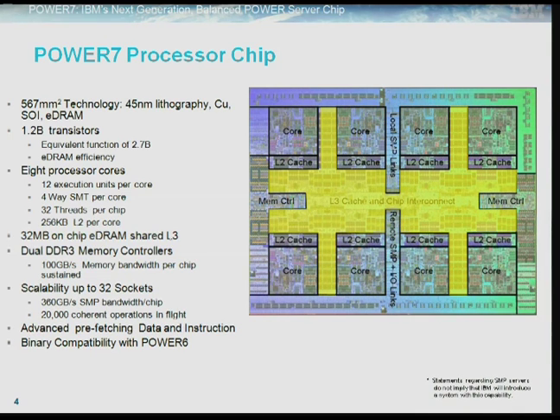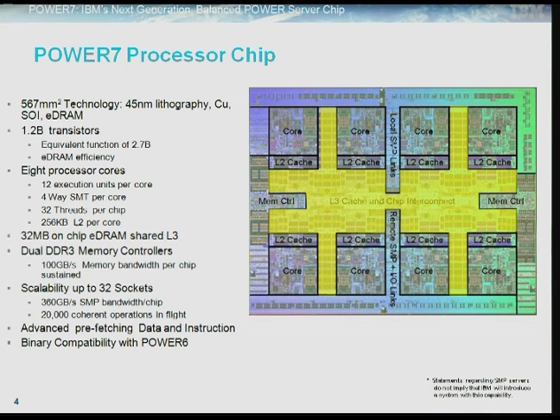Second is improved bandwidth to the L3. Using on-chip interconnect with 11 layers of metals, we can run 32-byte buses to and from each core, providing twice the bandwidth per core of the previous generation.